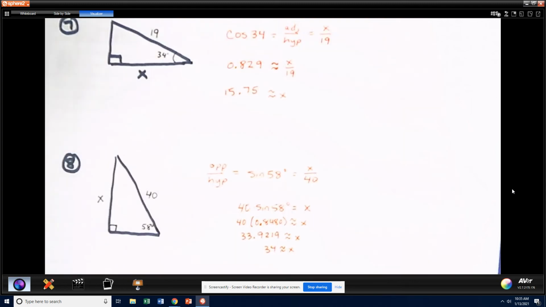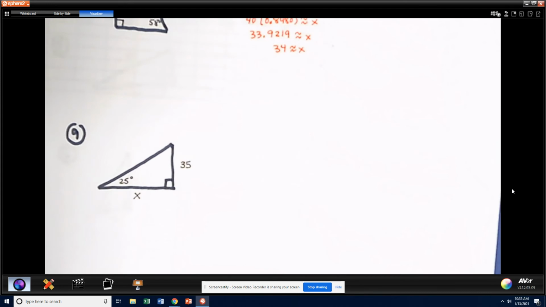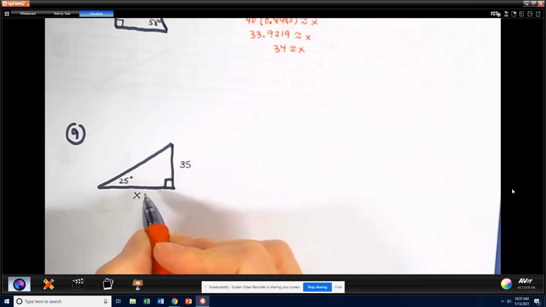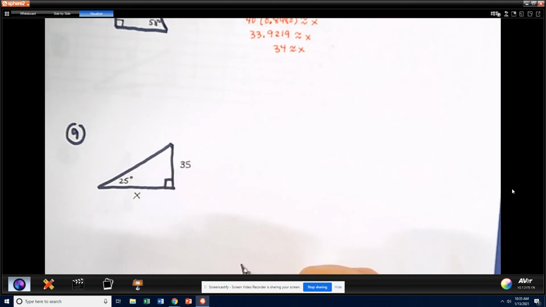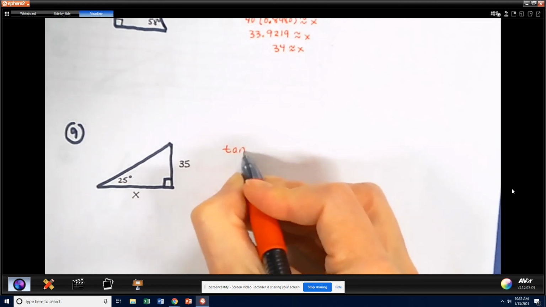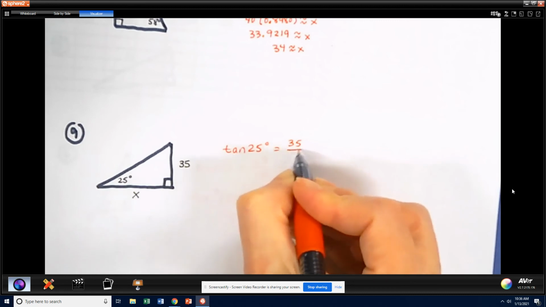Now, I want you to try this last one on your own. Let's start by just having you set it up without me saying anything. This angle is opposite that side and adjacent to that side. So that means that I've got tangent. So tangent of 25 degrees is equal to 35 over x.